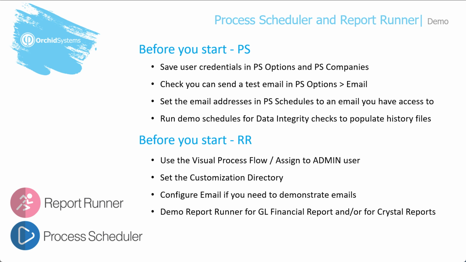There are two components to Report Runner. One is to automate the running of GL financial reports. The other one is to automate the Crystal reports, whether standard Sage reports or custom Crystal reports. You may present both in the demo, or only one, depending on what your client is after. But in this case, we're going to mainly look at Report Runner for Crystal Reports.